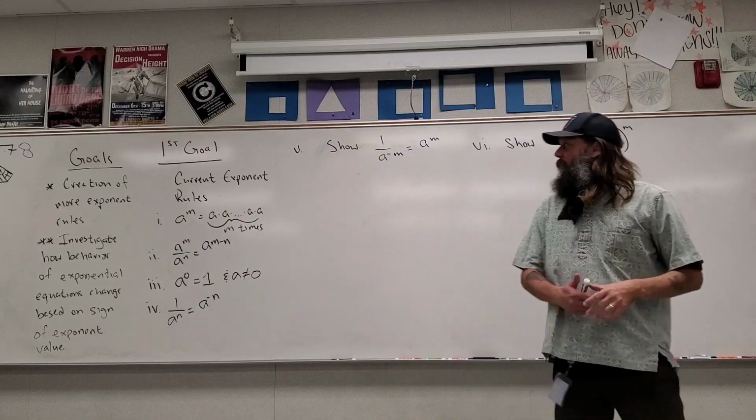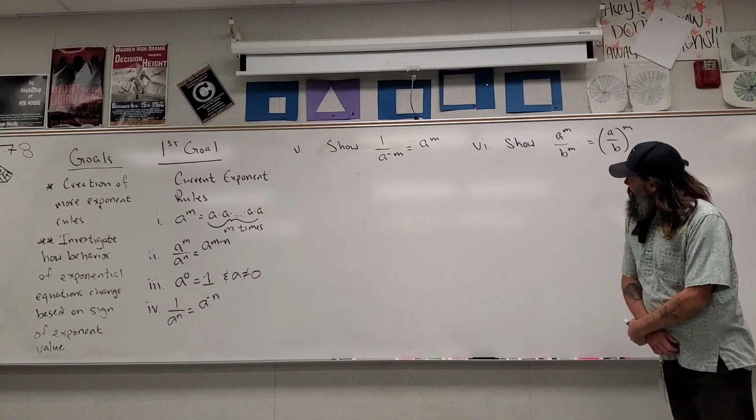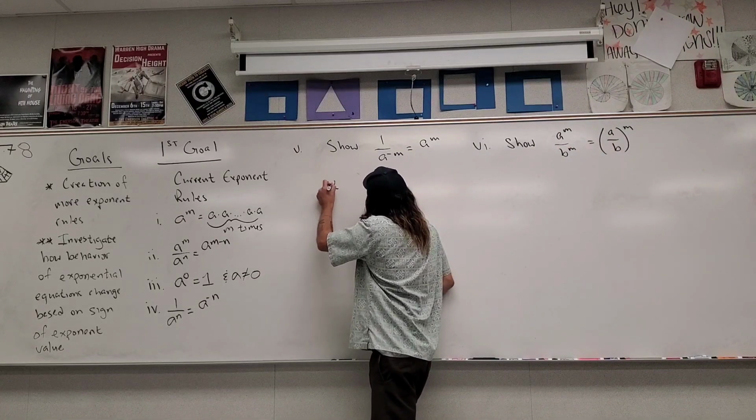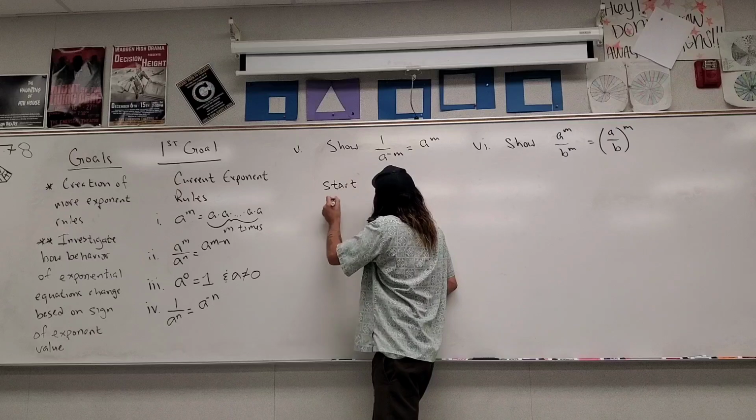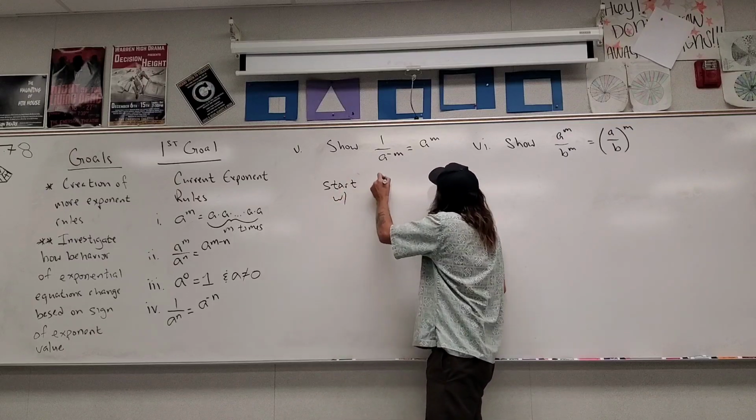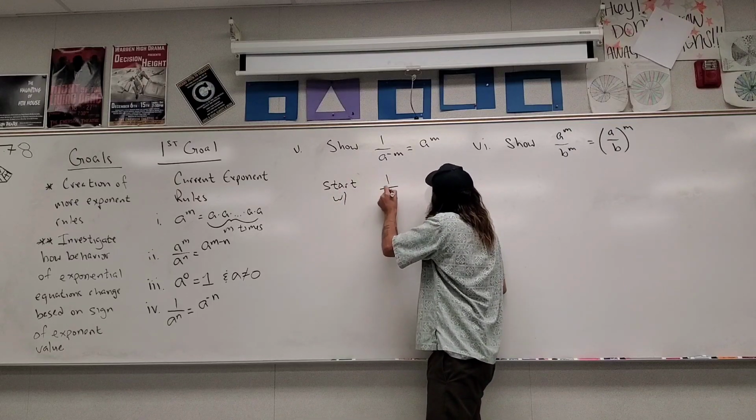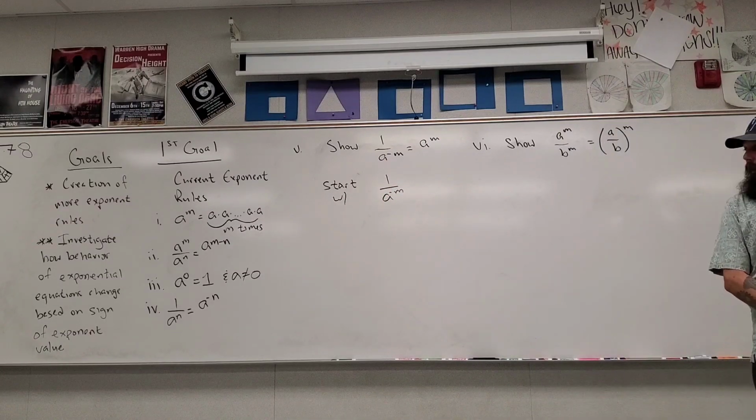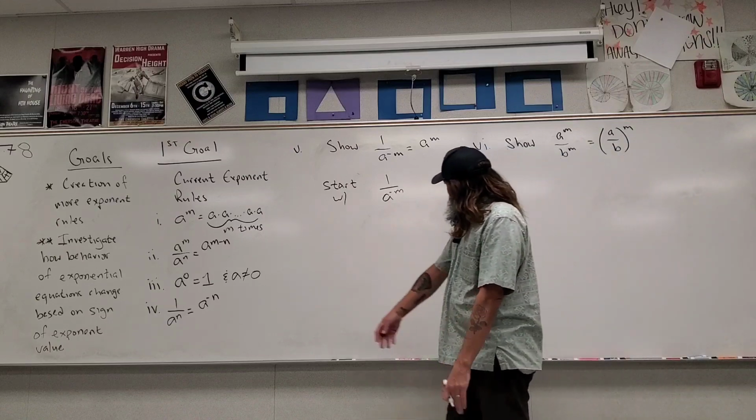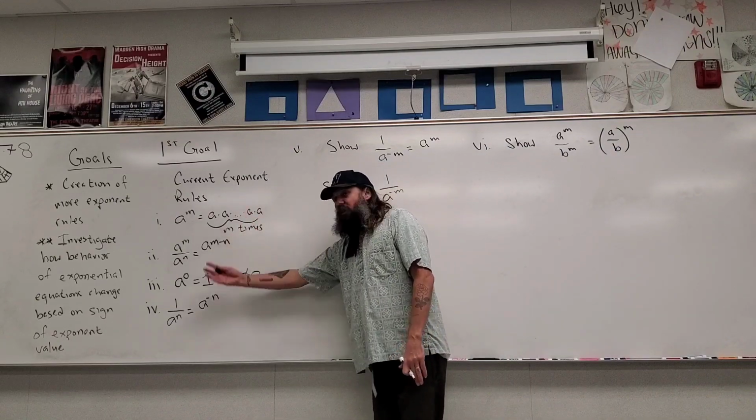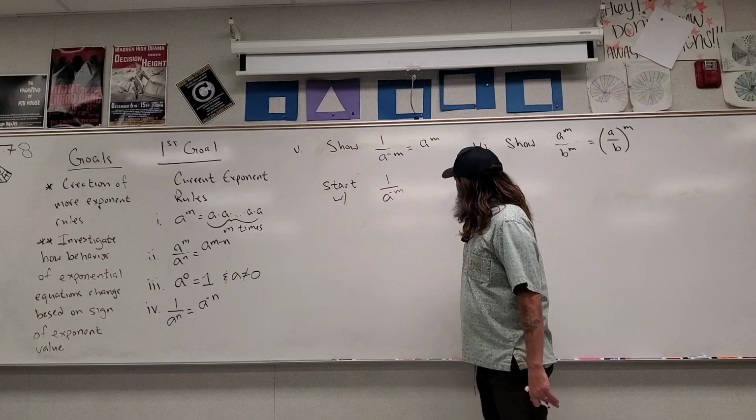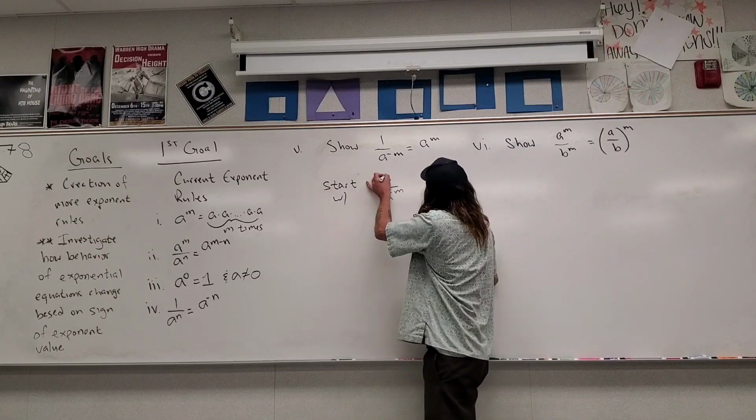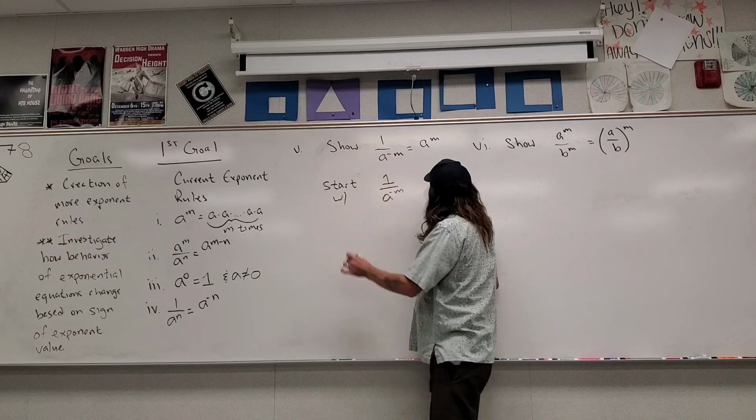All right, so let's go ahead and jump into this one. Now, we're going to start with the left side, 1 over a to the minus m. All that we're allowed to do is use these rules. So somewhere in here, I have something that I can do to this. And maybe if I rewrite this a little bit different, you might see what I'm talking about.